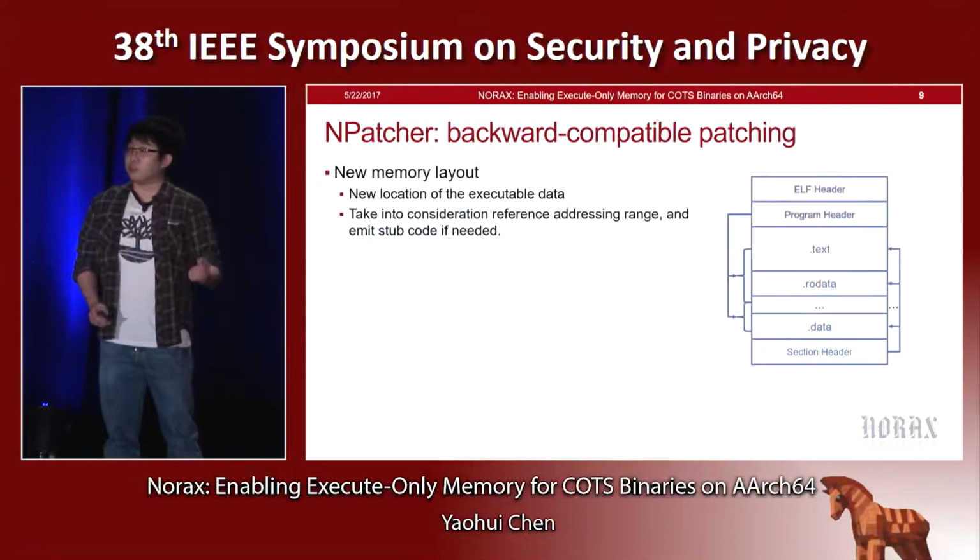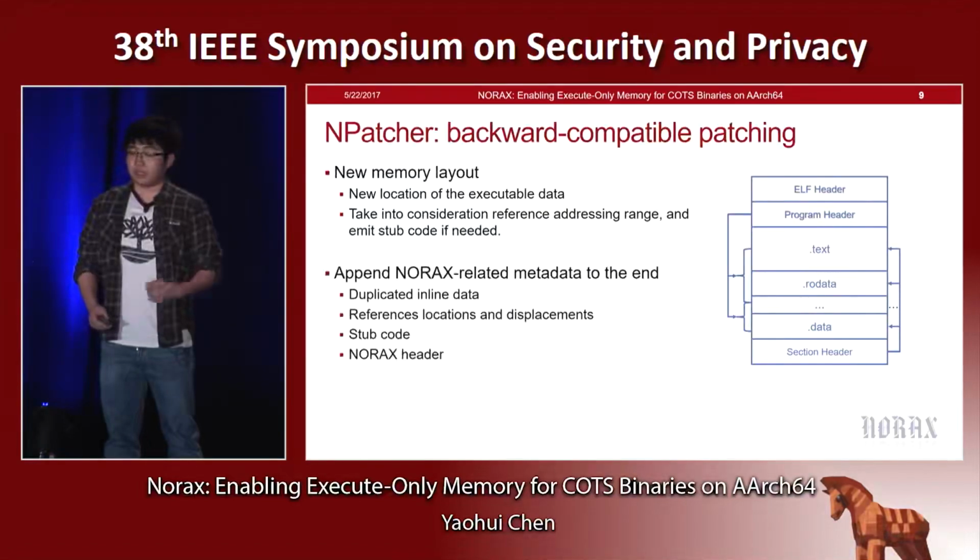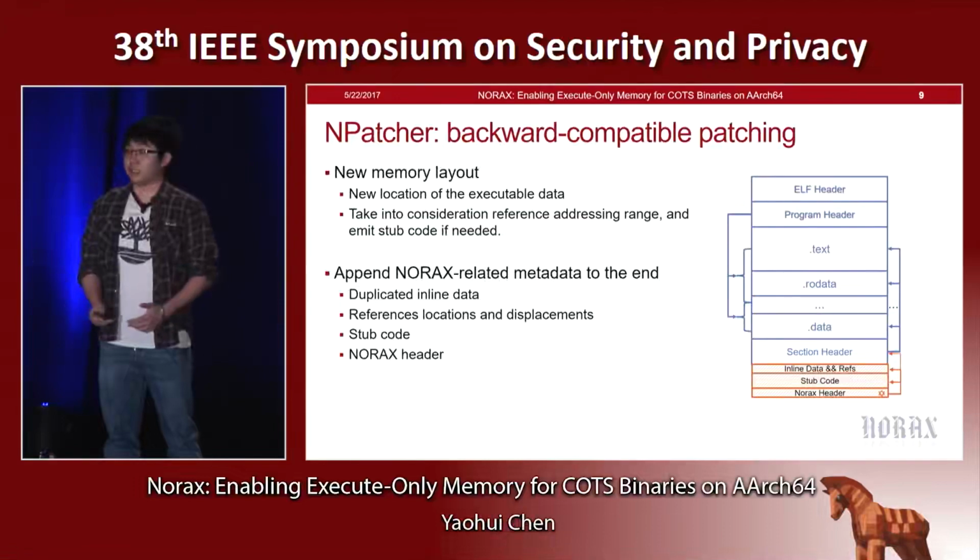And then this result is given to Ampatcher, which will calculate the new memory layout, specifically the new location of the executable data, in which process it also takes into consideration the reference addressing range, and it will emit a stub code to help access this relocated data, this new data location, if necessary. And then Ampatcher will append the Norax related metadata to the end of the ELF. This again is to ensure the backward compatibility.